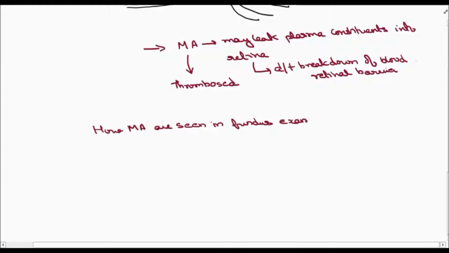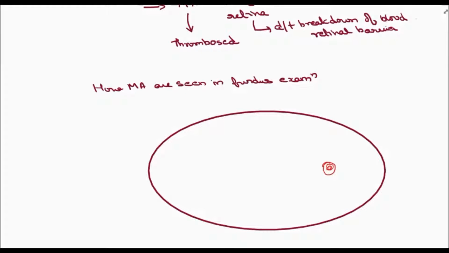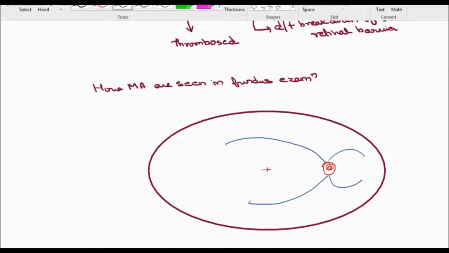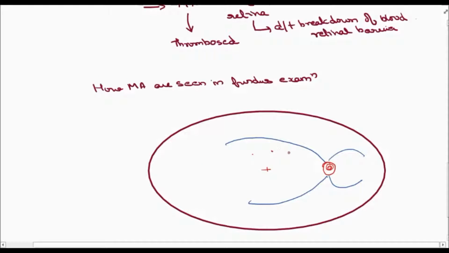Now we'll discuss how microaneurysms are seen in fundus examination. In fundus examination, we have to differentiate microaneurysms from dot hemorrhages. Dot hemorrhages are tiny hemorrhages that are found all over the fundus area, and these are not close to the capillaries as seen in microaneurysms. What I am drawing now are actually dot hemorrhages because they are not close to the capillaries.